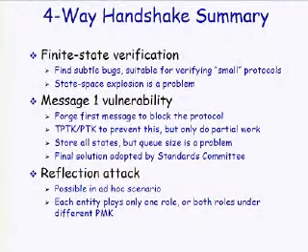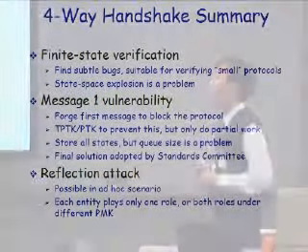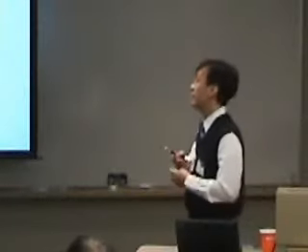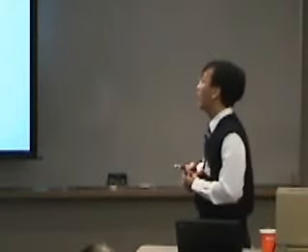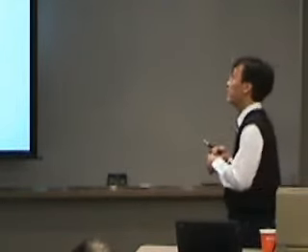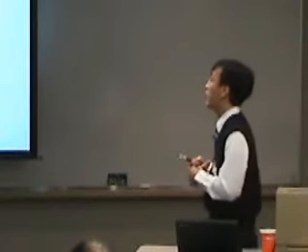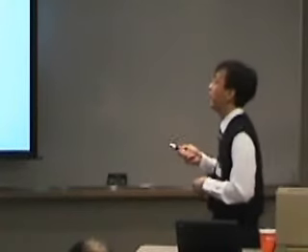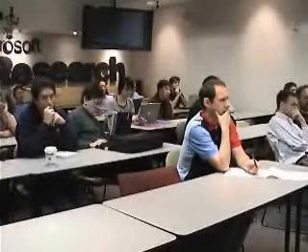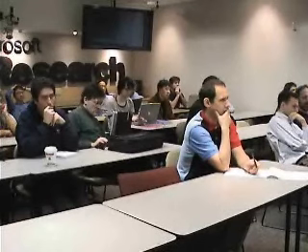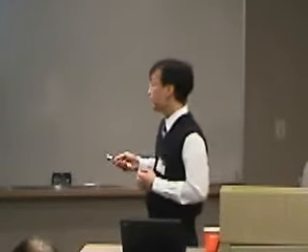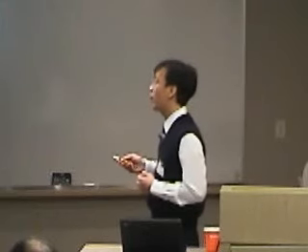So here is the summary for the forward handshake. We use finite-state verification to find very subtle bugs in the protocol, and this proves that finite-state verification is suitable for verifying small protocols. I mention small protocols because finite-state verification will face the state space explosion problem. There are some techniques to reduce the state space, but I will not talk about them in this talk. We found that message 1 is vulnerable to the denial of service attack.